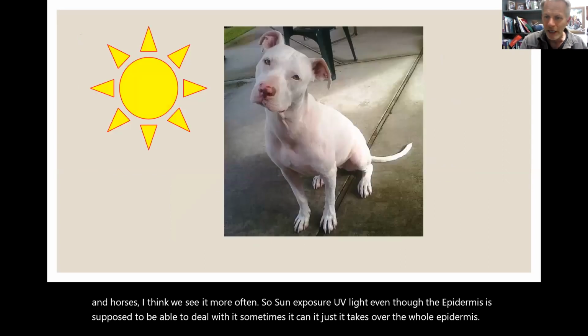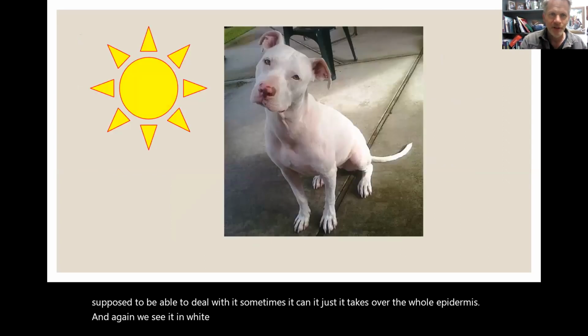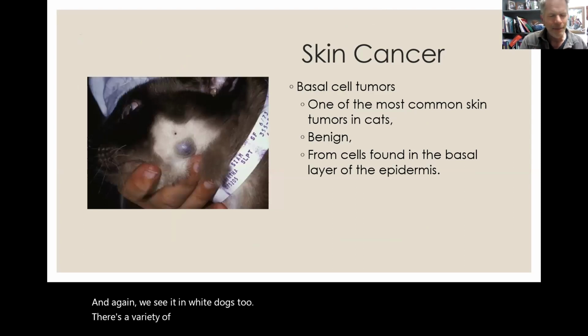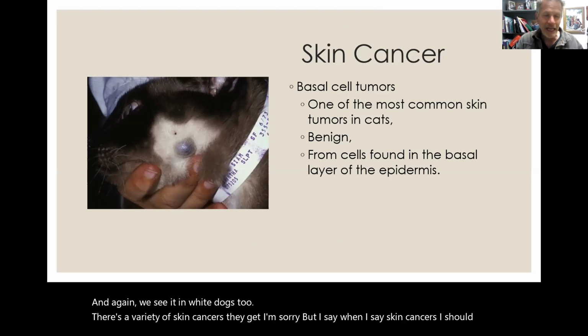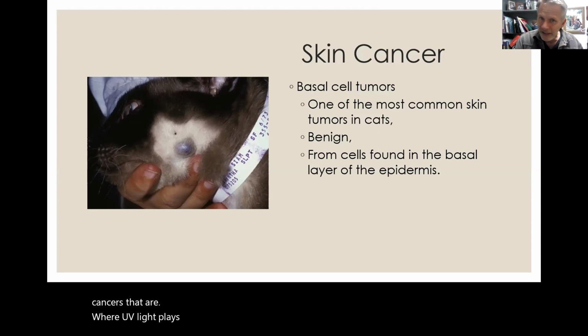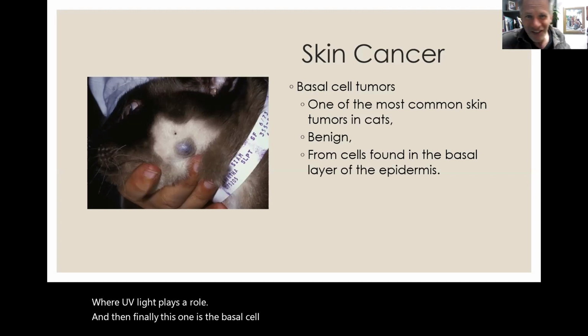And again, we see it in white dogs too. There's a variety of skin cancers they get. I'm sorry, when I say skin cancers, I should say cancers where UV light plays a role. And then finally, this one is the basal cell tumor. It's a very common tumor in cats. It's usually benign. And again, it's from cells that are found in that basal layer of the epidermis.